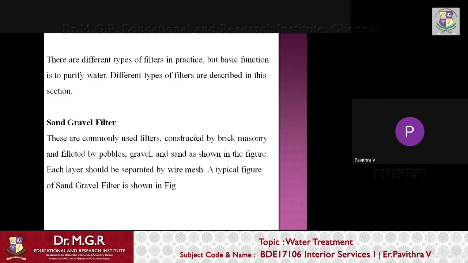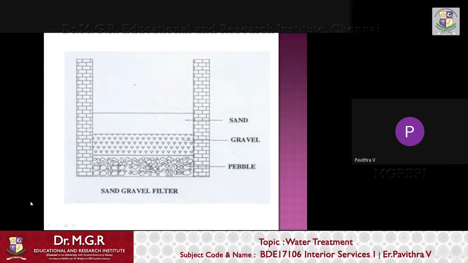There are commonly used filters constructed with brick masonry and filled with pebbles, gravel and sand. Each layer should be separated by a wire mesh. This is the typical figure of a sand filter, in which there is a layer of sand, gravel and pebbles. It is a simple concept.